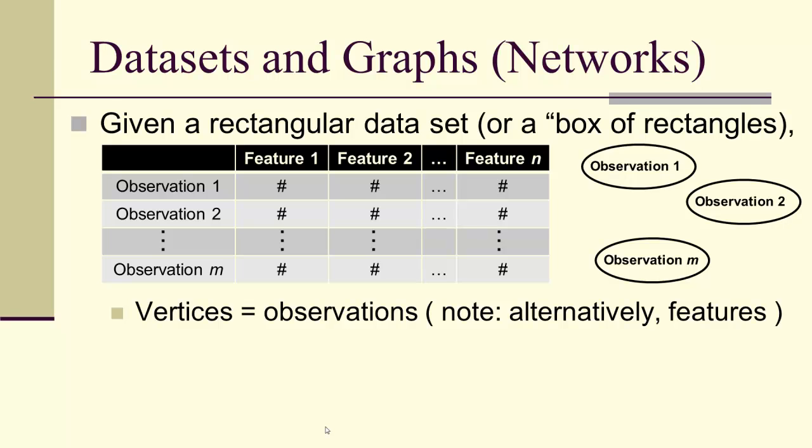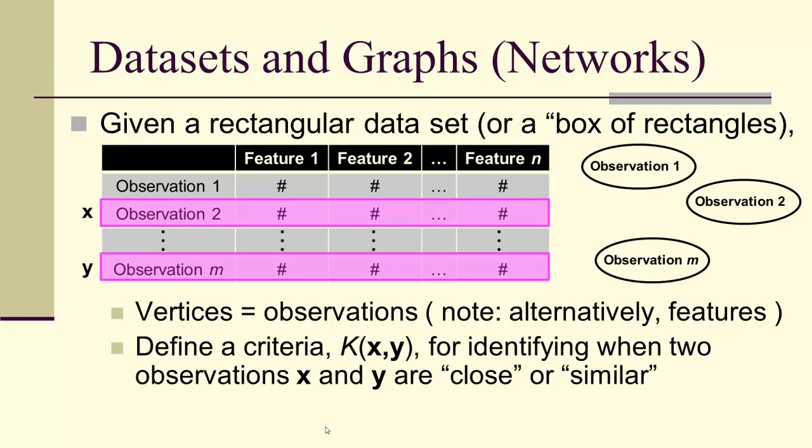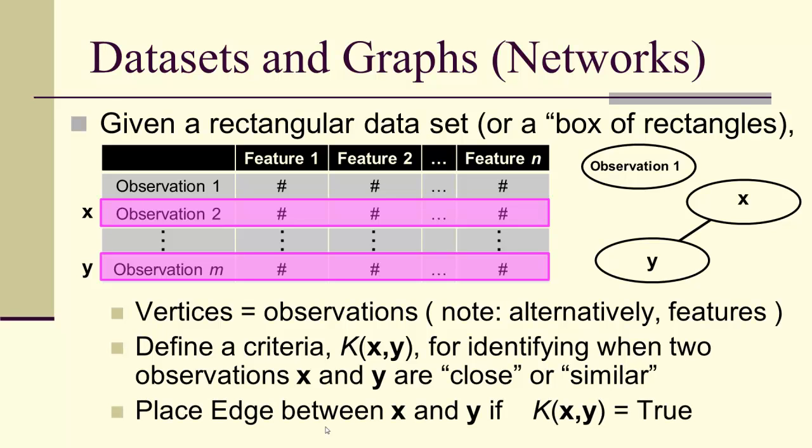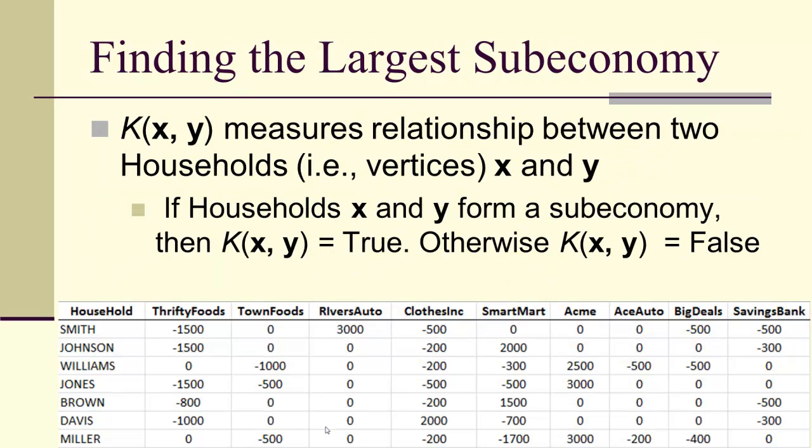Then we define a criteria function between 2 observations that defines when they're close or similar. And then we place an edge between those if the criteria function is true. So in our subeconomy problem, our criteria function is going to return true if x and y, the pair, is a subeconomy. Otherwise, K of xy will be false. Notice this means we're going to be checking pairs of households, not subsets.